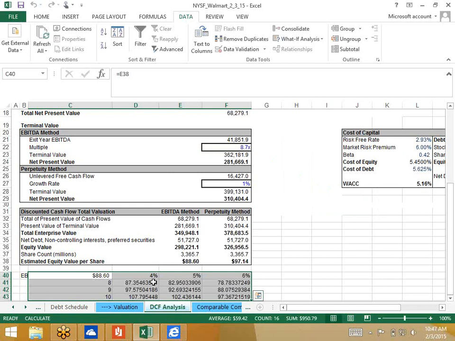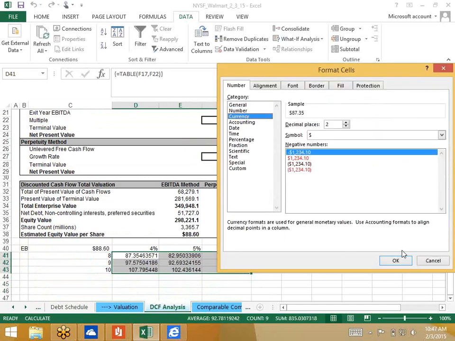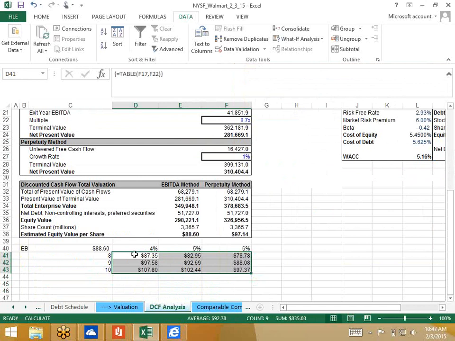So if you hit OK, you should see the table, and I'll leave you guys with the formatting. How the stock price can be changed if the WACC goes up and down. Let's analyze that. Does everyone have that? So if the WACC goes up, the value goes down. Does that make sense? Who can explain why the value would go down if the WACC goes up?